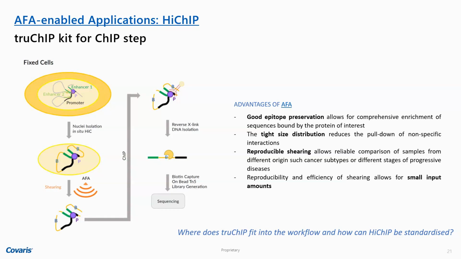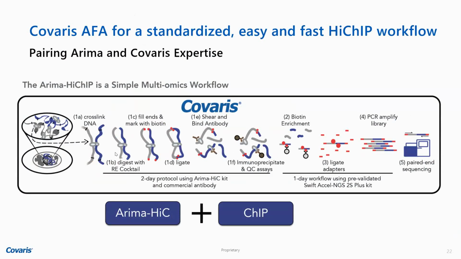So where does the Covaris TrueChIP kit fit into the HiChIP workflow? In order to have an entirely standardized workflow, we have teamed up with Arima. For the entire workflow that I just showed you before, this workflow now uses the Covaris device for the shearing process that I outlined before. This combination of Arima and Covaris provides you with a standardized, easy, and fast HiChIP workflow, and we can pair both of our expertise in this workflow.